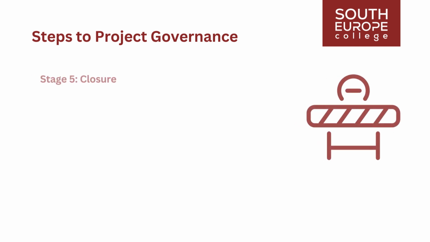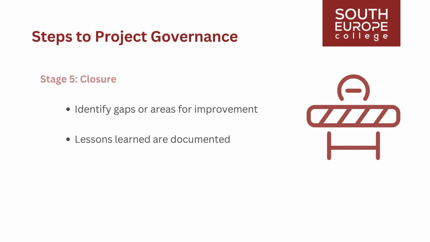The final stage marks the closure of the governance process, providing assurance and validation of its effectiveness and efficiency. Project stakeholders, including the project manager and team, identify gaps or areas for improvement in the process. Lessons learned are documented, highlighting successful aspects and areas for enhancement. Stage 5 represents the conclusion of the governance processes.